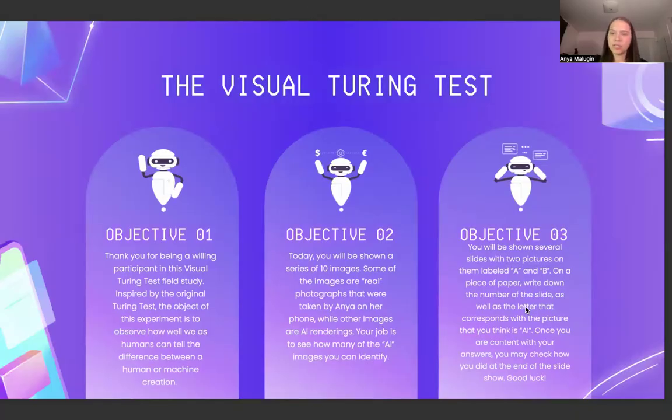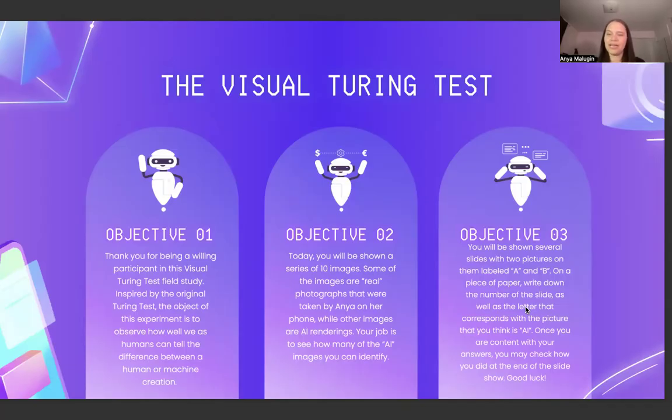This is the instruction page that each of my participants viewed before beginning the experiment. I'll just read it aloud very quickly. Thank you for being a willing participant in this visual Turing test field study. Inspired by the original Turing test, the object of this experiment is to observe how well we as humans can tell the difference between a human or machine creation. Today, you will be shown a series of 10 images. Some of the images are real photographs that were taken by Anya on her phone, while other images are AI renderings. Your job is to see how many of the AI images you can identify.